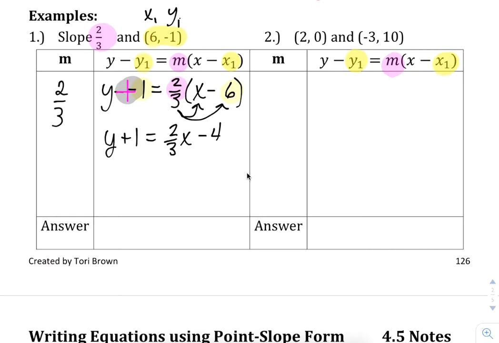Remember, you can pause anytime you need to listen or write. We're ready to cancel off the plus 1, so we're going to subtract 1 from both sides. The 1s are going to cancel, and my final answer is 2/3 x minus 5.